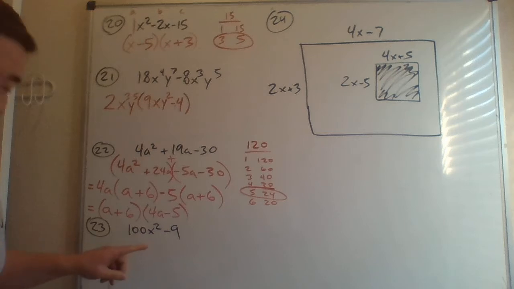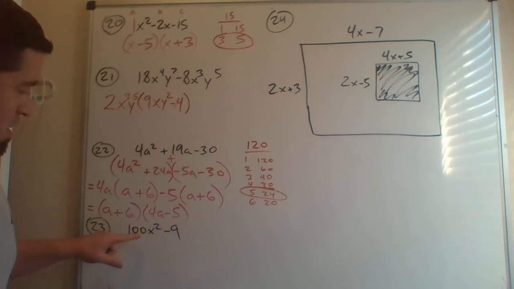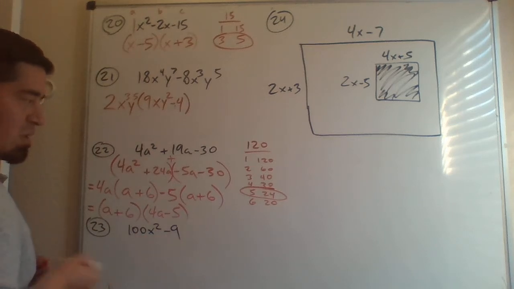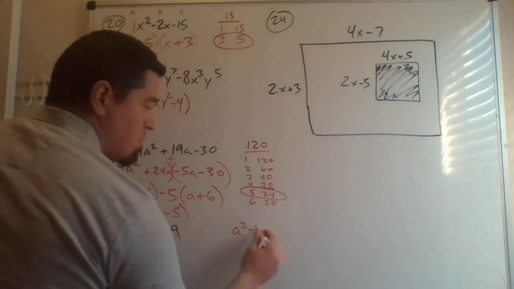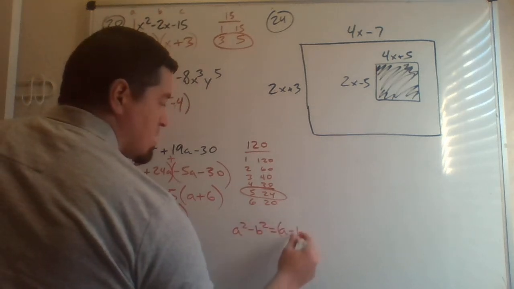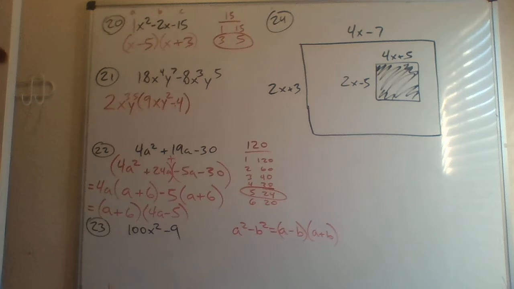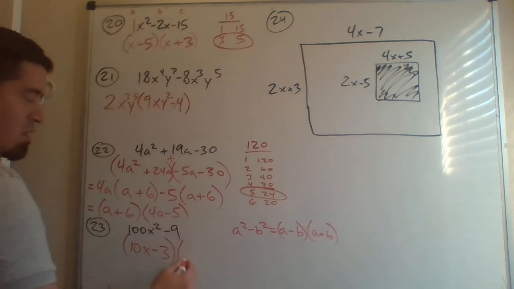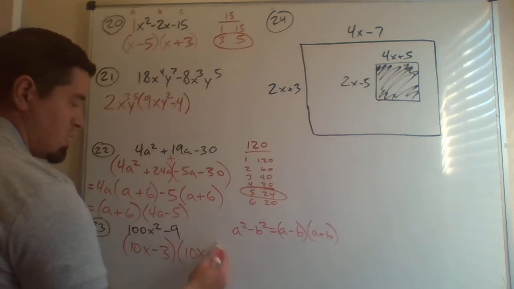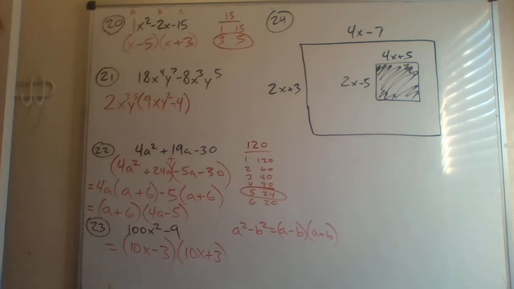All right, so the final type of factoring that we'll see is this. We call this a difference of squares. There's only two terms, and there's a minus here. So anytime you have that, I'll show the rule. It's a squared minus b squared equals the subtraction of a and b times the addition of a and b. That's what we call a difference of squares. A being the square root of all this. So what's the square root of all this? It's 10x. What's the square root of 9? It's 3. And the other factor will just be the same thing except addition. And we factored that. So on to 24.